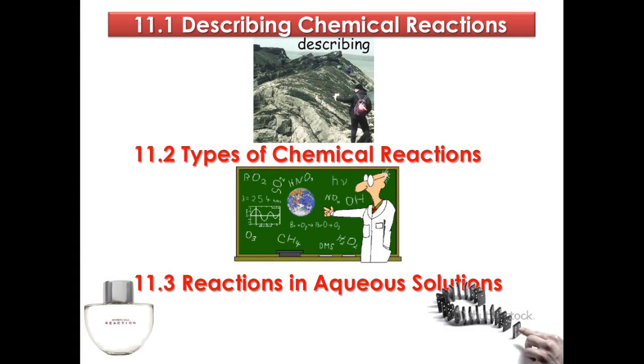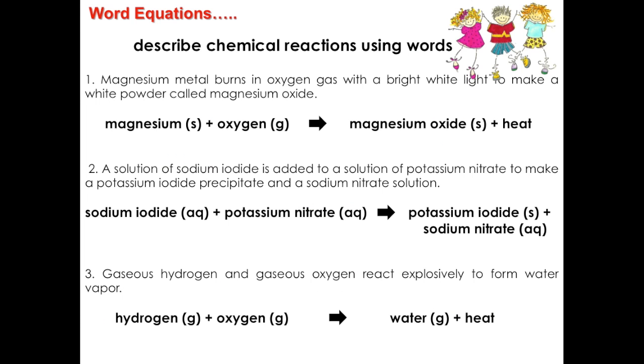Describing chemical reactions. Word equations. Word equations is the way that we describe chemical reactions using words. Examples are magnesium metal burns in oxygen gas with a bright light to make a white powder called magnesium oxide.